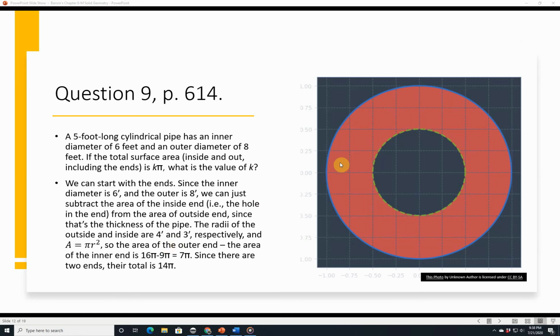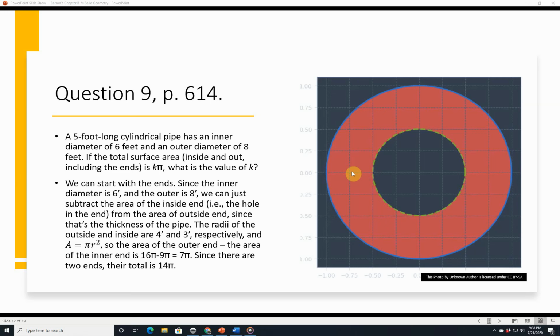So we can start with the ends. Since the inner diameter is 6 feet, so this is 6 feet here, and the outer is 8 feet. So from here to here is 8 feet. Okay, so that means we've got a pipe whose inner dimension is 6 feet across, and this is 8 feet across. So we can tell that the pipe itself is about a foot thick. Well, it is exactly 1 foot thick. So this is a gigantic sewer pipe or something like that.